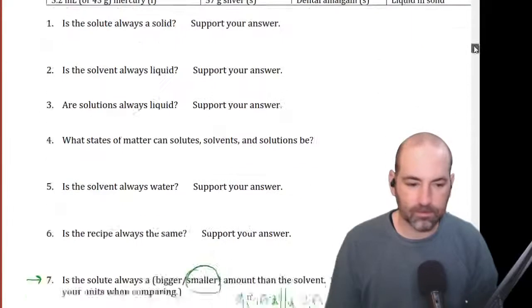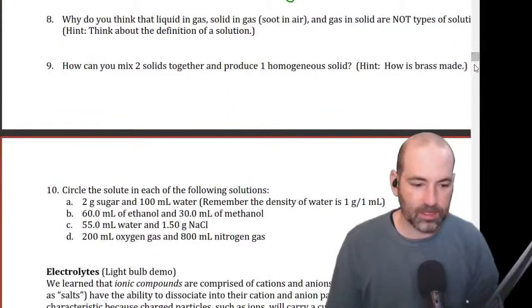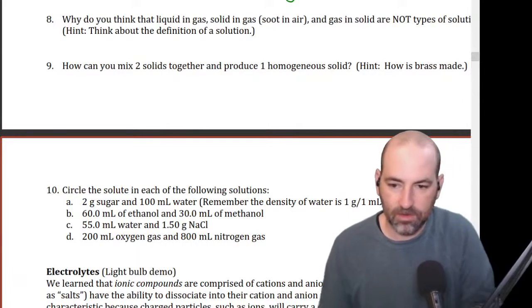So the first one is about the latest handout on solutions and mixtures. So let's take a look there. Yes, I will definitely go over intermolecular forces. That's fine.